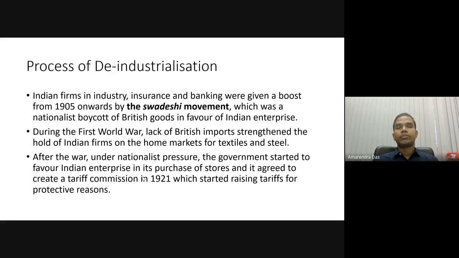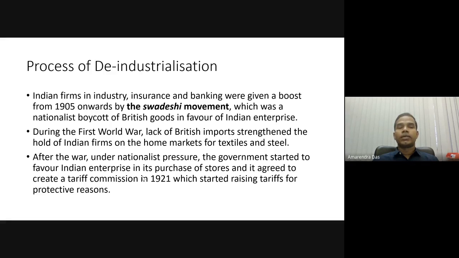And so the Indian firms in industry, insurance and banking were given a boost during this movement, basically from 1905 onwards. And because the nationalist movement boycotted the British goods, that basically favored the Indian enterprise. And during the First World War also, the British supply to India was affected, and that also helped the Indian firms on the home market for textiles and steel.